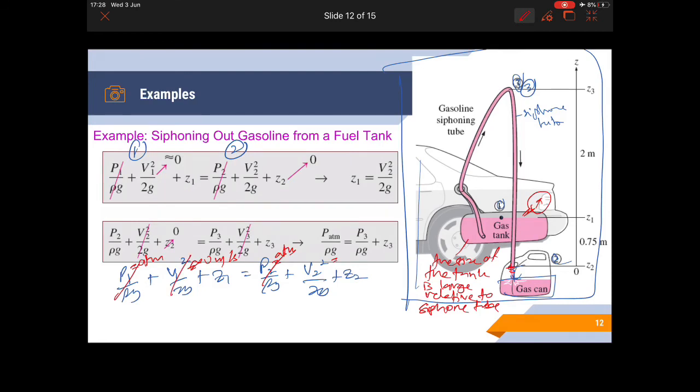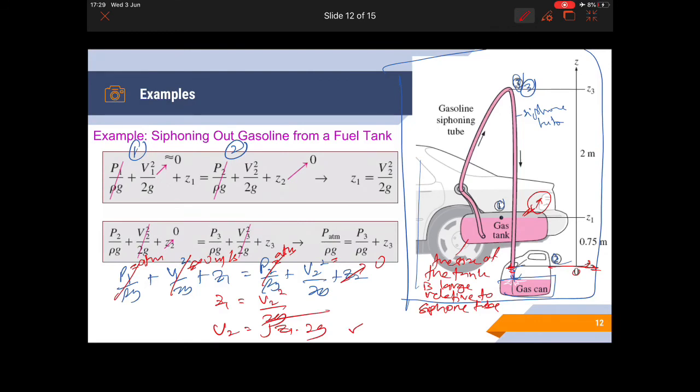How about Z1 and Z2? Which one is the reference point? Look at the figure. They said that the reference point is at Z2 with 0 meters, so Z2 equals 0. Now we use the leftover equation to calculate Z1 equal to V2 to the power of 2 over 2g. If you want to know V2, you just move the 2g across, so V2 equals the square root of 2g times Z1. How about at point 3?